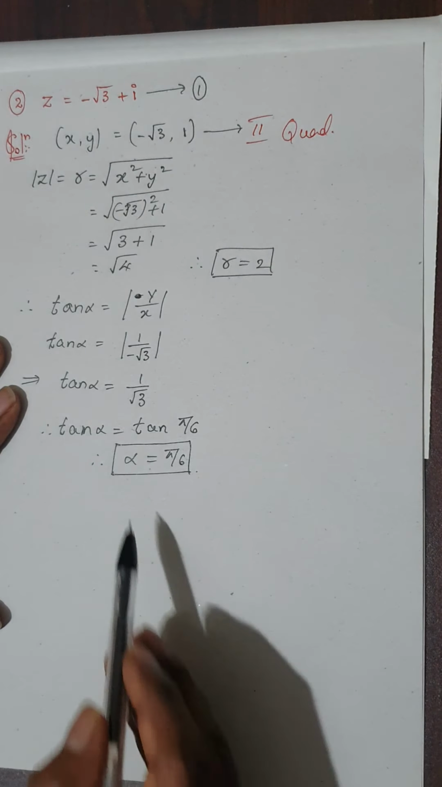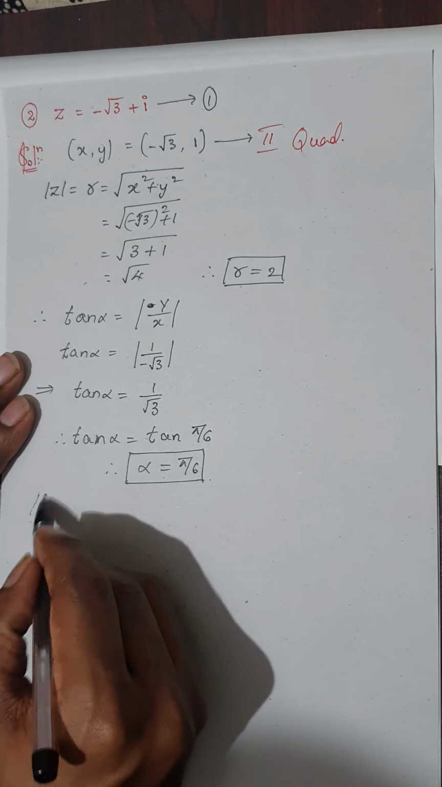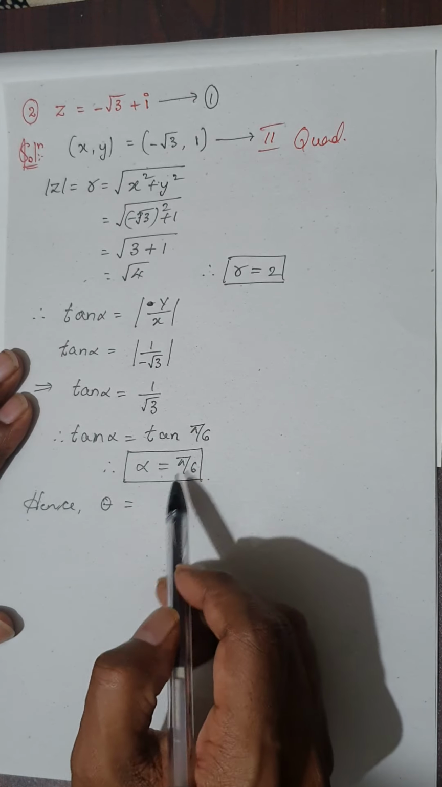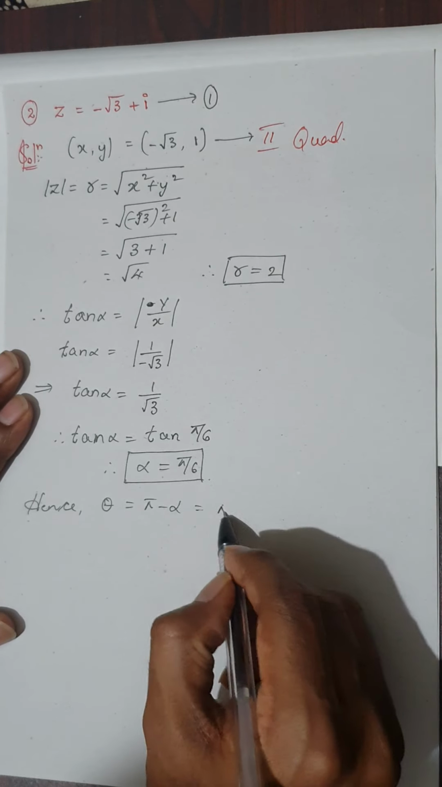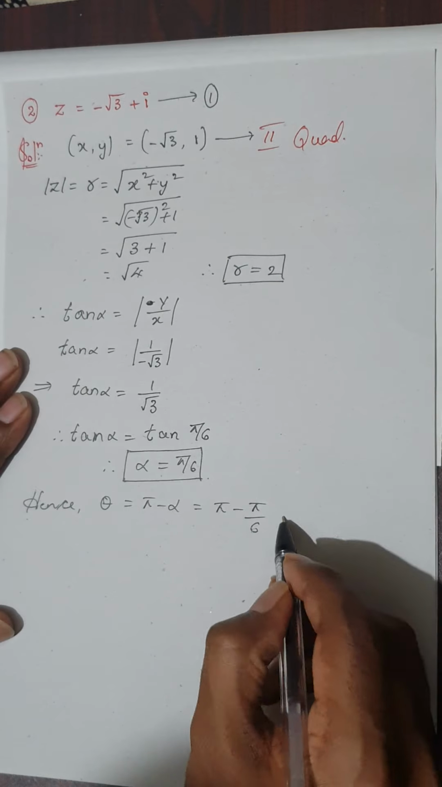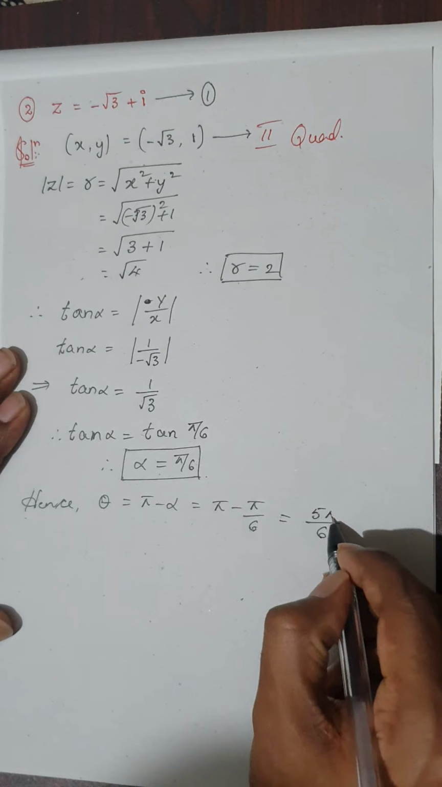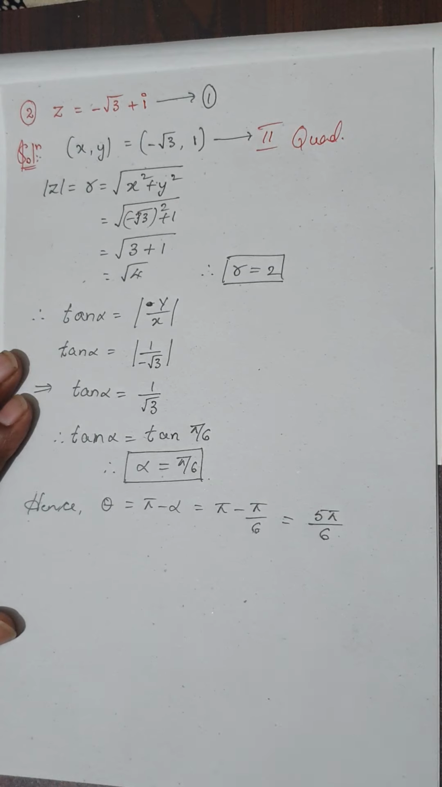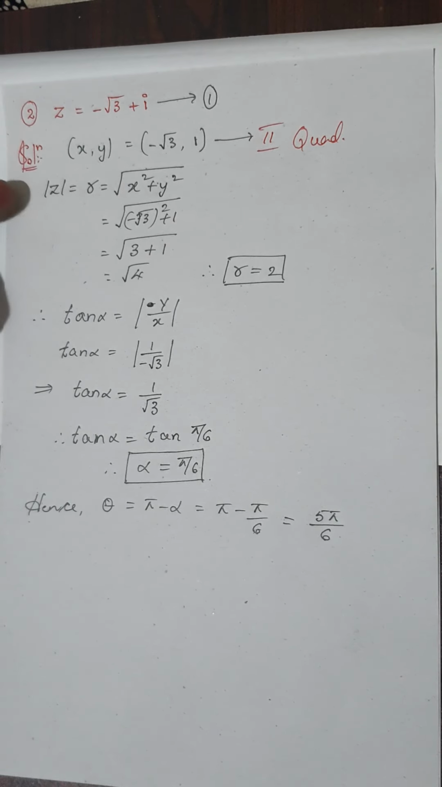Is it clear? Once you get the value of alpha, you should get the value of theta. Hence, what will be the value of theta? Theta will be in the second quadrant, isn't it? So in the second quadrant, theta will be pi minus alpha. That is pi minus pi by 6. If you take the LCM, this will be 6, so 6 pi minus pi, you will get 5 pi by 6. Is it clear? So this is all I wanted. Hence, you can write the conclusion. Actually, the problems are very simple, provided you know how to calculate the value of r and theta.